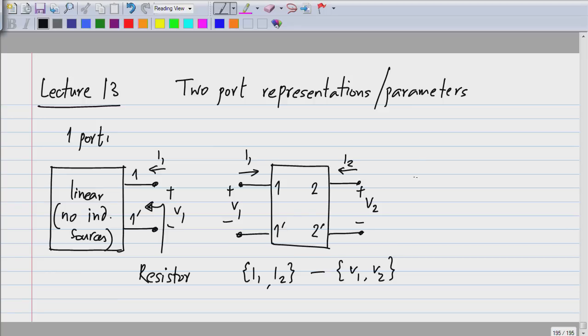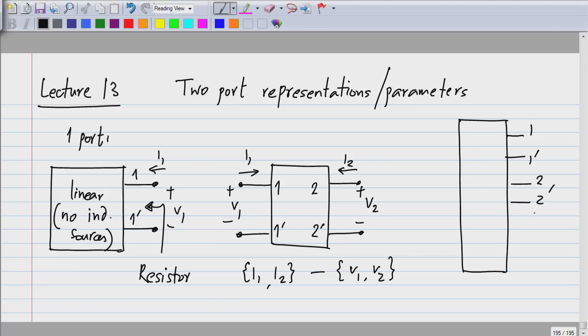Now, this also can be further generalized to many ports. We will not consider that, but I'll just show you here. If you have, let's say, n terminal pairs, you can relate voltages and currents at these terminals.